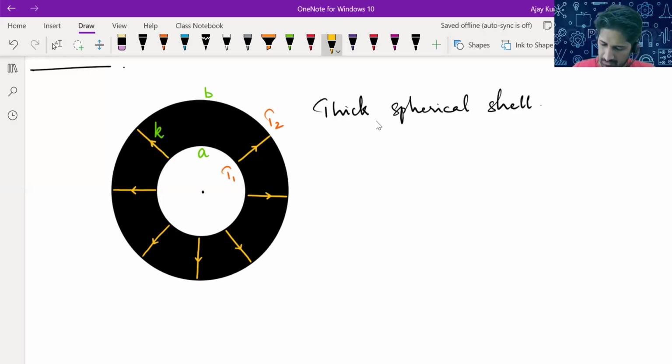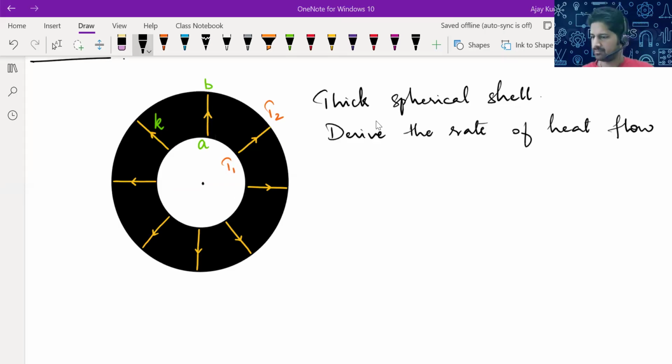So how can this be done? Think about it for 1 or 2 minutes. See, what do we know about thermal conduction? It arises due to a temperature difference. That's fine. And the formula we have is dQ by dt, heat current, okay, that is the rate of heat flow, is KA delta T divided by L.